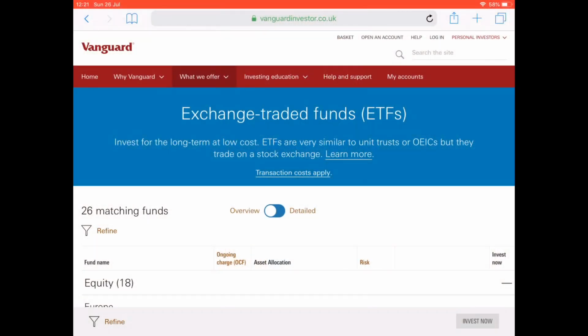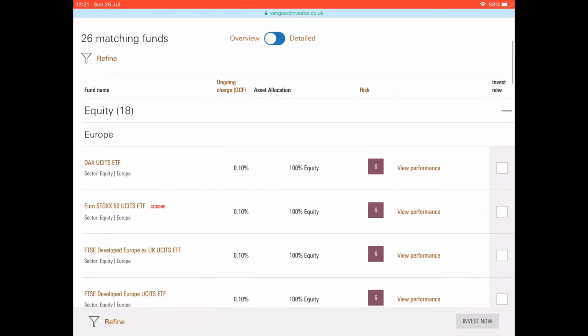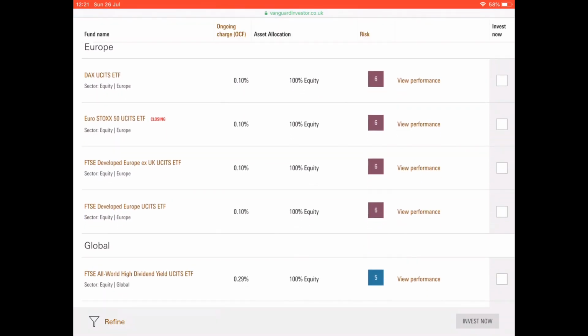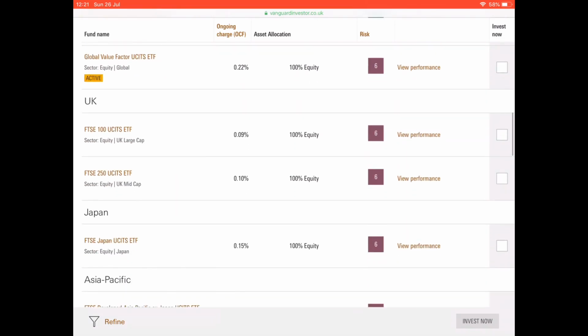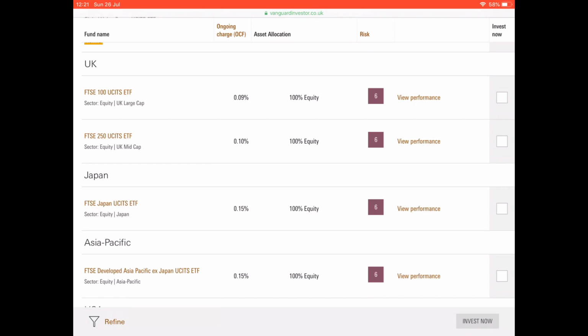Here we are then on Vanguard's website. If you want more information on how to set up your initial Vanguard portfolio, why don't you check out one of my previous videos which walks you through just that. When you look through Vanguard's exchange traded funds, you'll be able to see that they're categorised by their geographical location. You've got investments in Europe, global investments, and then the ones that we're looking for today, which are investments within the United Kingdom. You can see that Vanguard offers both the FTSE 100 and the FTSE 250 in ETF form.